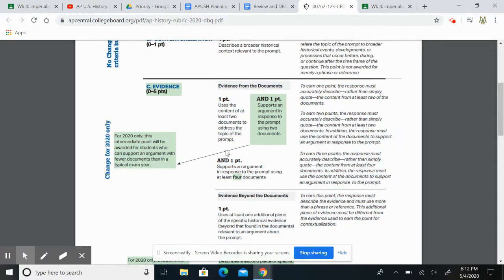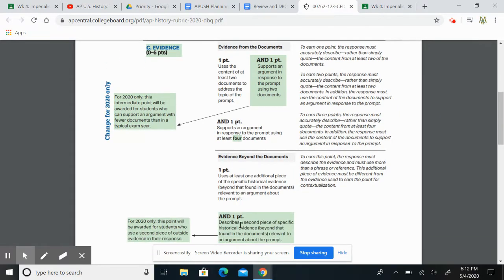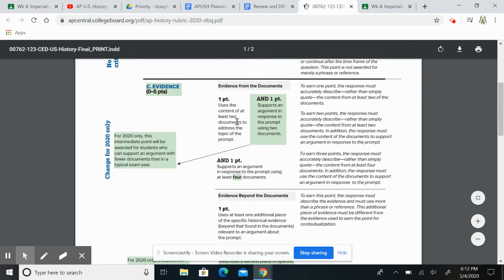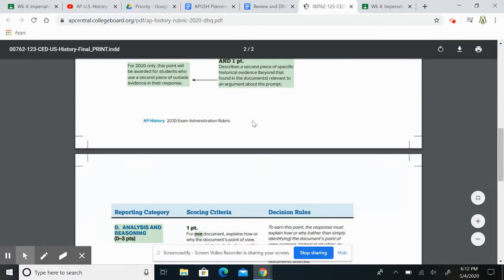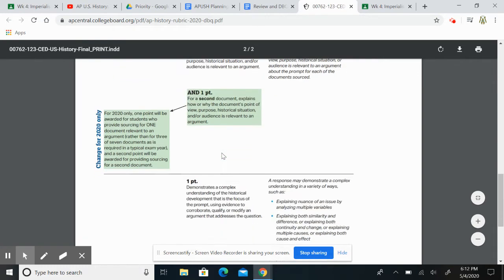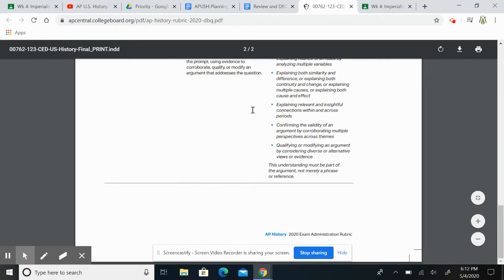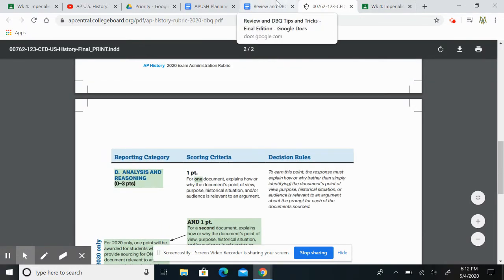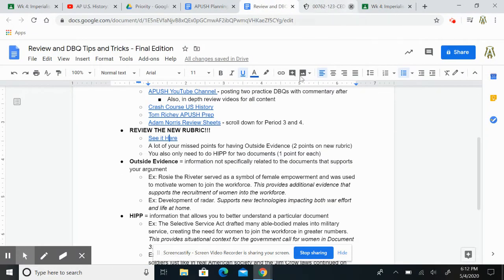Big one being you have 2 pieces of outside evidence that you can earn points for. You only need to use 2 out of the 5 documents, summarize and use to support an argument. You get 2 out of the 3 evidence points there. And then 2 HIP points, or POV, sourcing, whatever you want to call it. 2 points available for that. And then the complexity point, which is basically the perfect essay point. So there's your rubric. Let's go back.